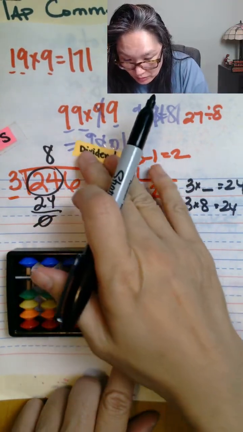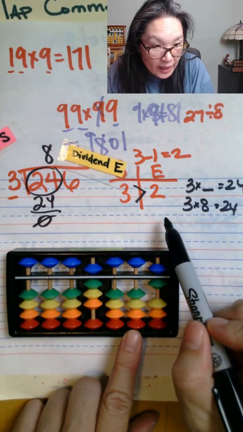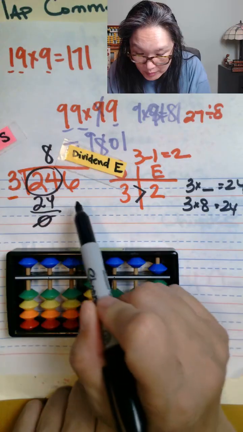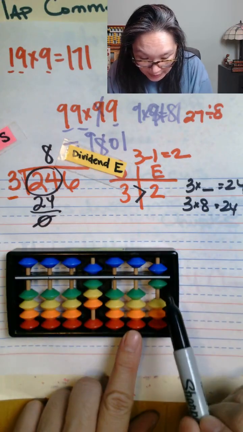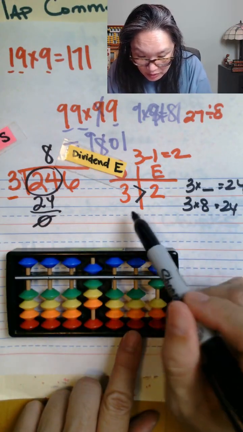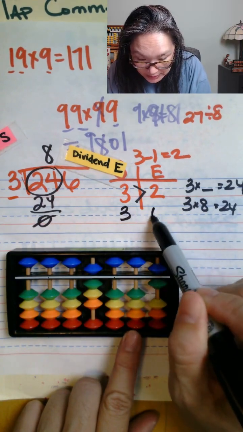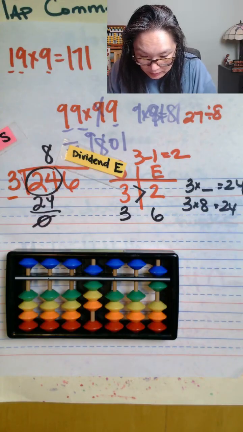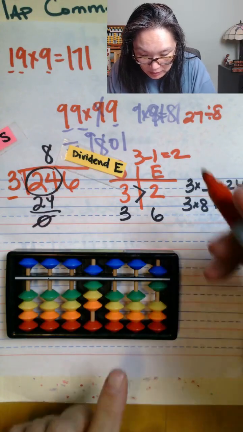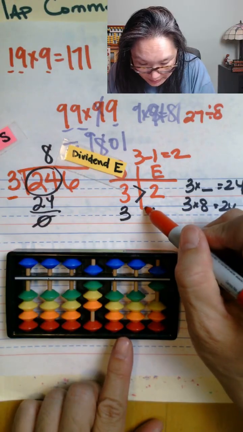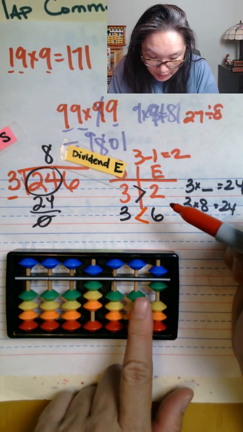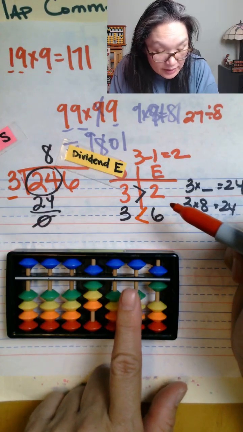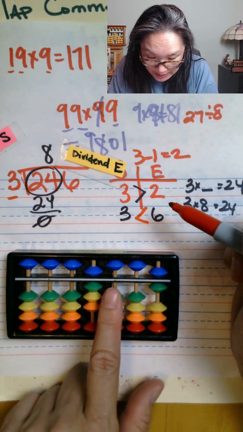So now, what do I have to do? I have to compare. Who is bigger? Well, what's left? I only have a 6 left. So I have a 3 and a 6. Who is bigger? My dividend is bigger. So that means I got to skip. Yes, Melinda, I got to skip and I got to stay here.